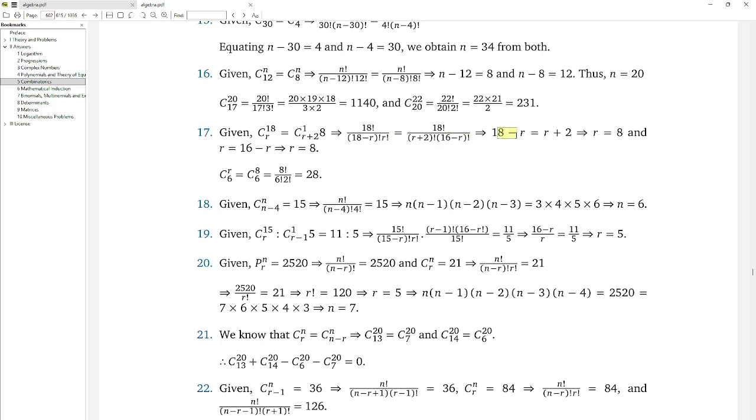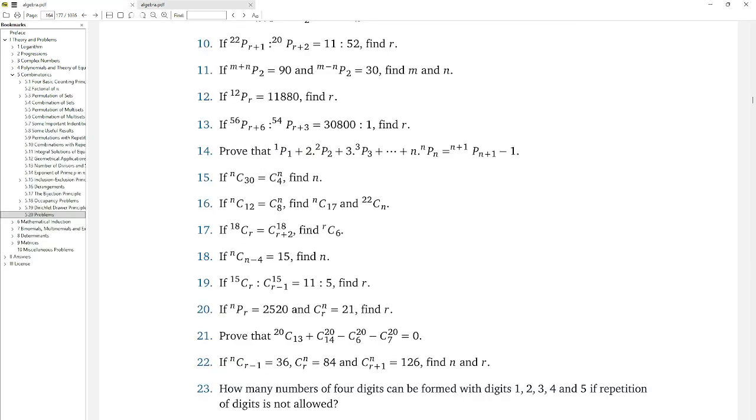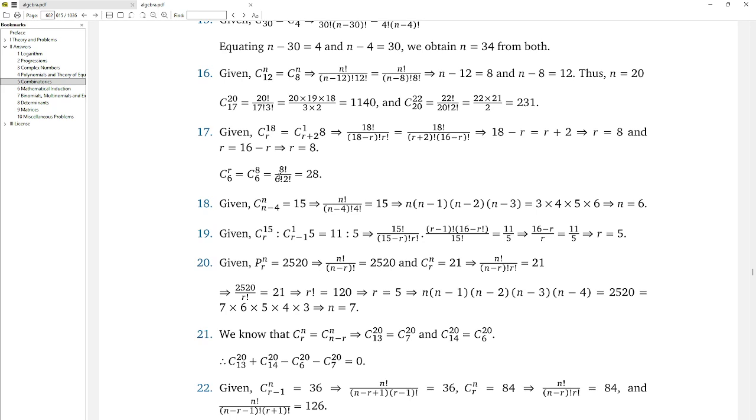So this gives us 18 minus r is equal to r plus 2, that is r is equal to 8. And r is equal to 16 minus r, that is r is equal to 8. So two equations both give the same value. Now we have to calculate rC6, that is 8C6, it will be 28.